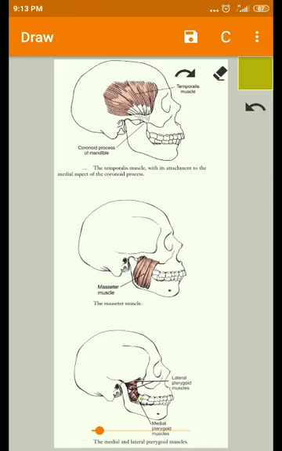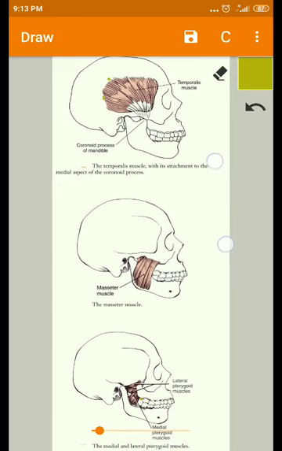Students, welcome back. Now we are going to see the muscles that control temporomandibular joint motions. These muscles are divided into two groups: the primary muscles and the secondary muscles. The primary muscles which control the actions in the temporomandibular joint are: the first one is the temporalis muscle. This is the temporalis muscle.